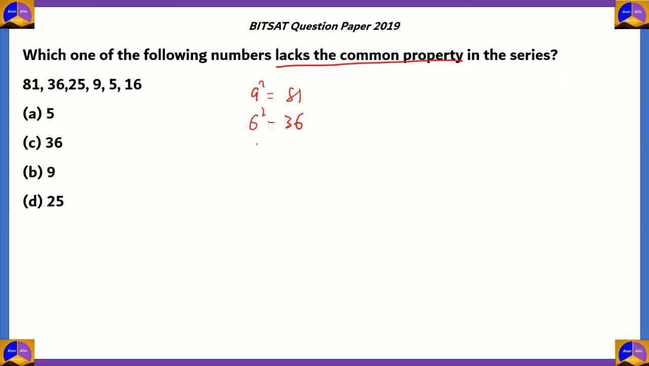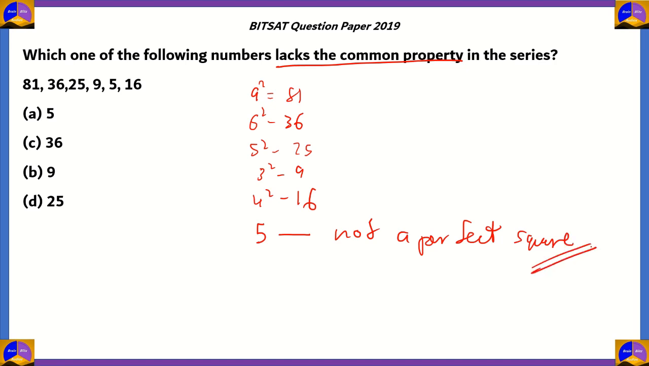Then you have 5 squared, that gives you 25, 3 squared gives you 9, 4 squared gives you 16. So almost all of the numbers here have the common property in that they are perfect squares. But the number 5 is not a perfect square.